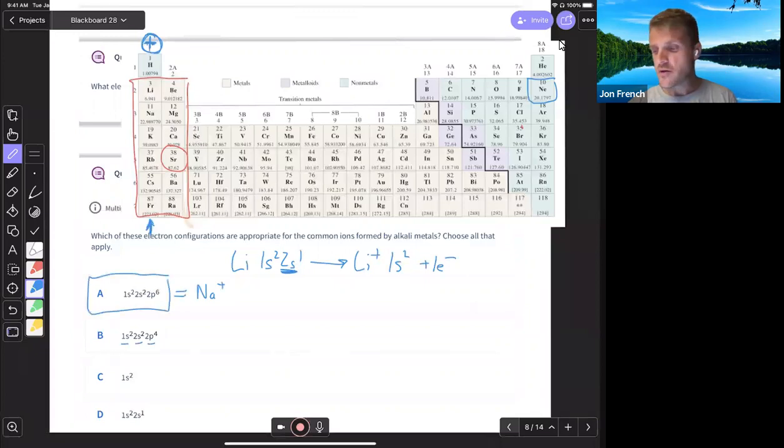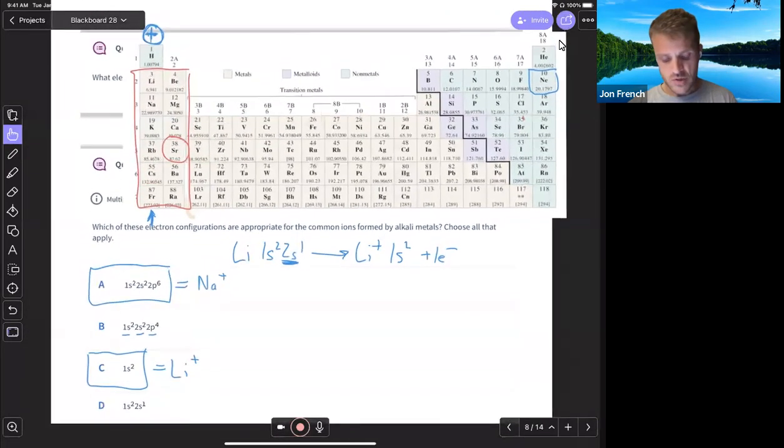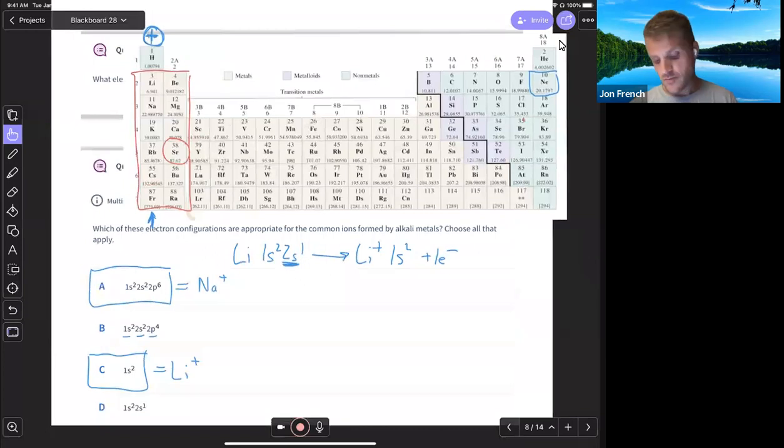1s2, 2s2, 2p4. Nope, there's no way we're going to lose that many electrons. So we can cancel out B. 1s2, yep, we know that equals lithium +1. Choice D is 1s2, 2s1. Nope, that is lithium itself. That's not an ion of lithium.